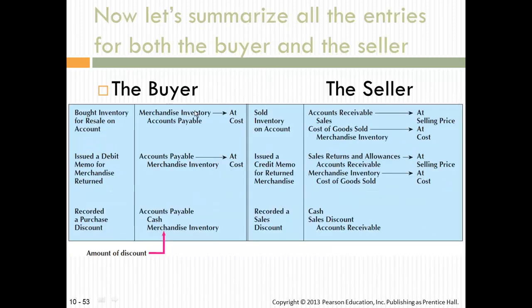Now let's summarize all the entries for the buyer and the seller. And this is a good slide to print out so that you can see all the different transactions that are going on. I realize there's a lot in these slides, so I highly suggest you print the slides out. Maybe listen to the video again with them in front of you and really hone in on the fact that there are lots of transactions going on, but they're very methodical.